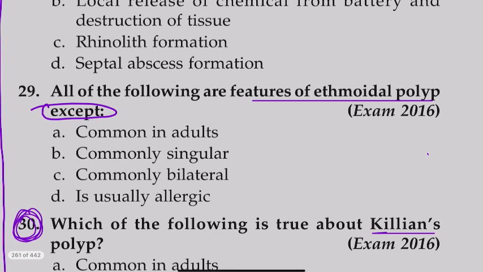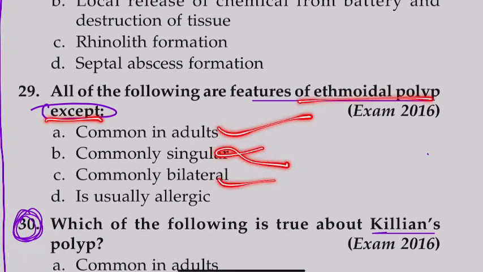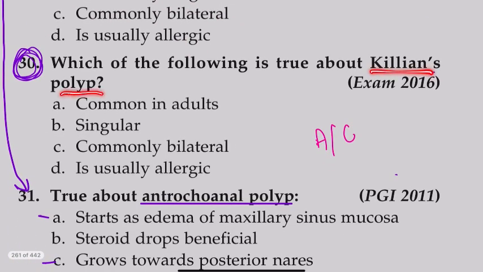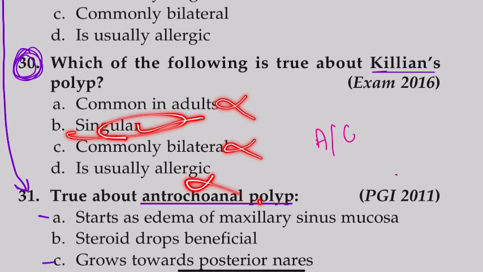All of the following are features of ethmoidal polyp except: common in adults, yes. Commonly single, no. Bilateral, yes. Usually allergic, yes. So B is the right answer. Which of the following is true about Killian's polyp? Common in adults, no. Single, yes. Commonly bilateral, no. It is usually allergic, no. So single is the right answer, right?